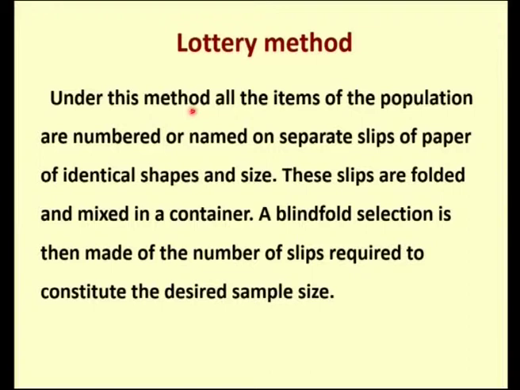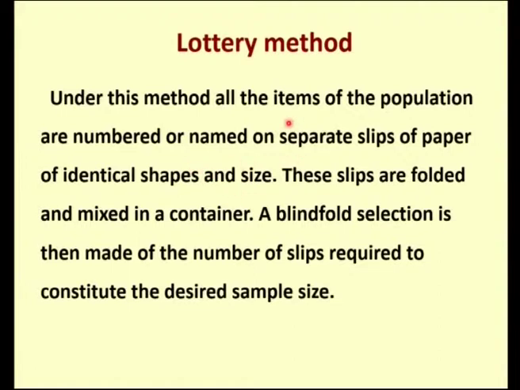In the lottery method, all the items of the population are numbered or named on separate slips of paper of identical shape and size. This is very important, because all the slips of paper should be of the same color, size and shape. These slips are folded uniformly and mixed in a container. A blindfold selection is then made.